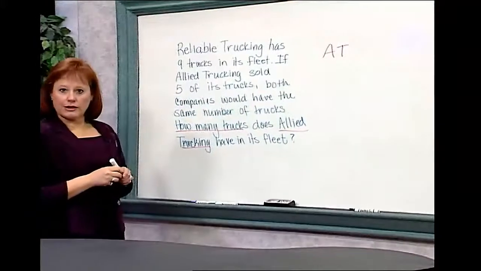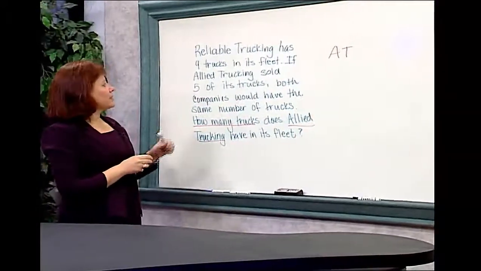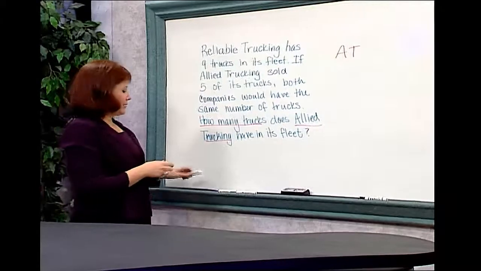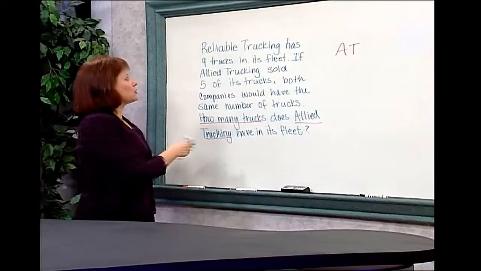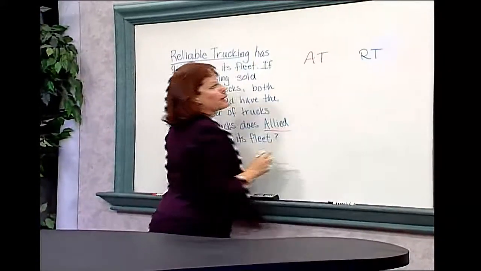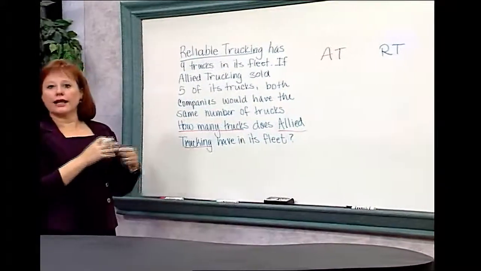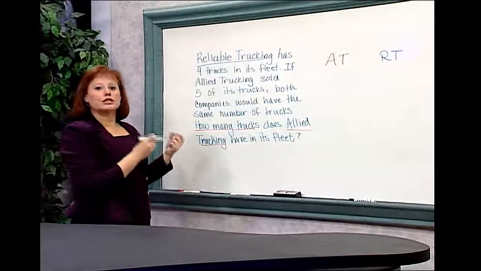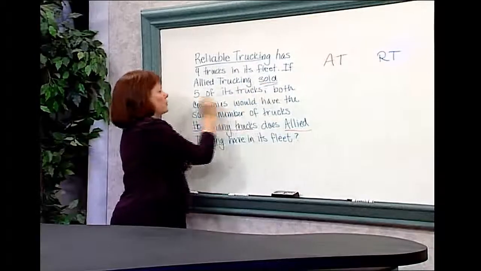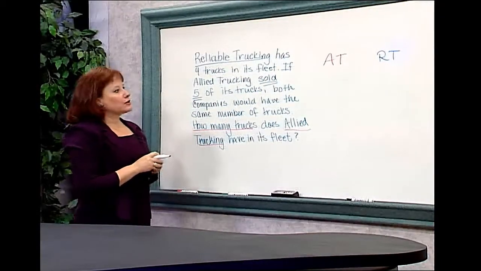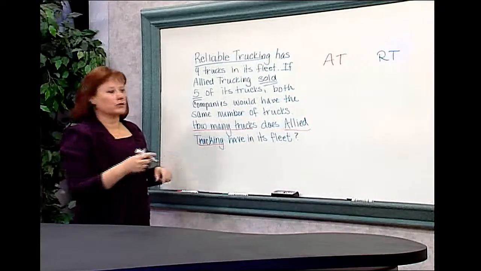Now we're going to compare it to Reliable Trucking. It says if Allied Trucking sold 5 of its trucks, both companies would have the same number. So we're comparing it to Reliable Trucking. We're going to put RT as our symbol for Reliable Trucking. We're comparing Allied and Reliable. Allied must have more trucks because it says if we sold 5, then they would have the same number. So selling 5 is a subtraction process.